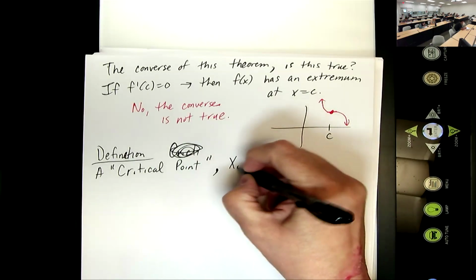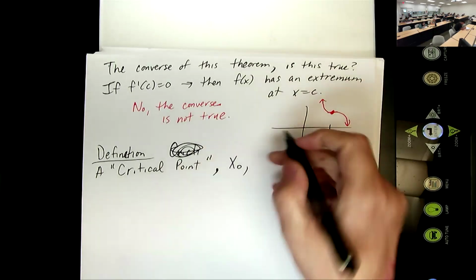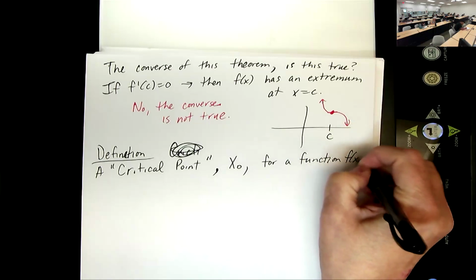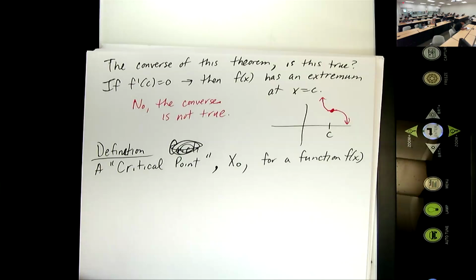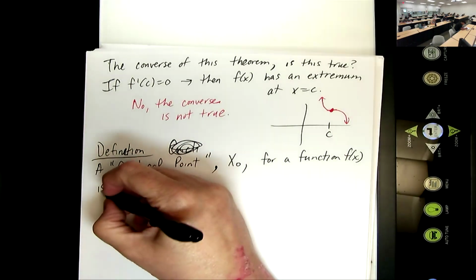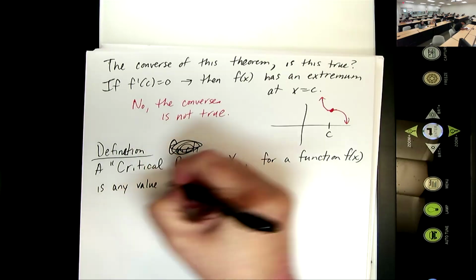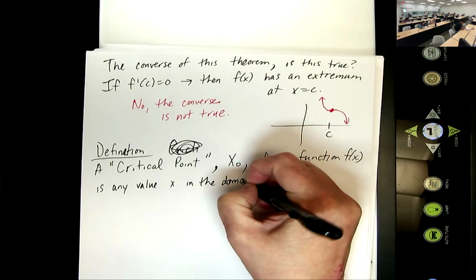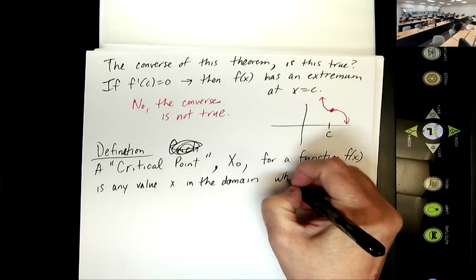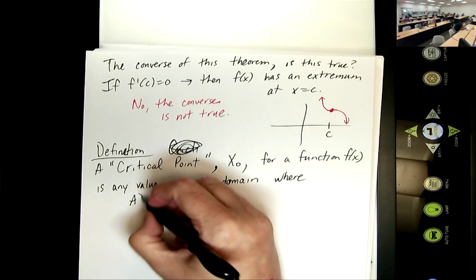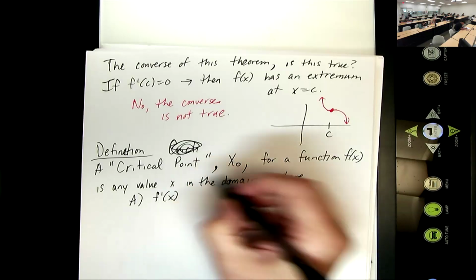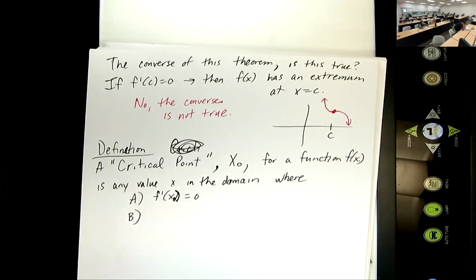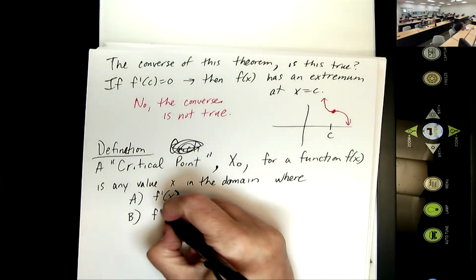Let's say x naught, of a function f of x, is any value x in the domain, it's gotta be in the domain, where (a) f prime of x naught equals 0, or (b) f prime of x naught does not exist.